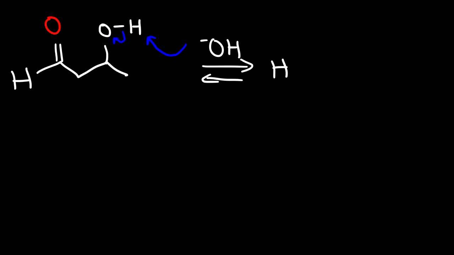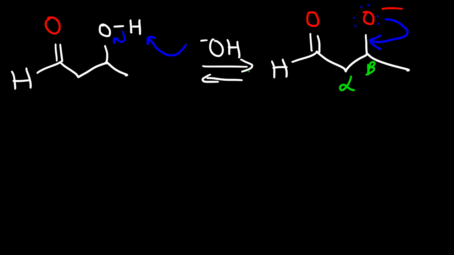So the first thing that's going to happen is we're going to use a base to remove the hydrogen atom. And so we're going to get an alkoxide ion. Next, we're going to take a lone pair, reform the pi bond, and then this is going to cause the alpha beta bond to break. The electrons that hold the alpha and beta carbon will return back to the alpha carbon.